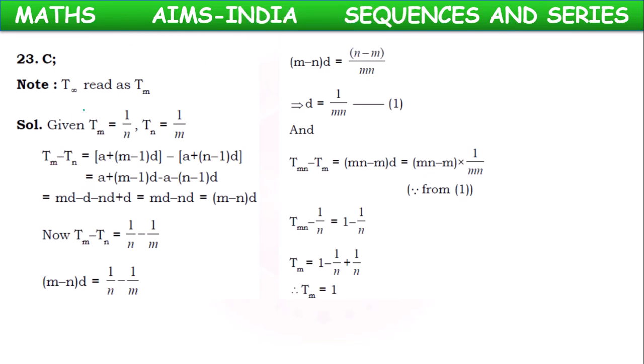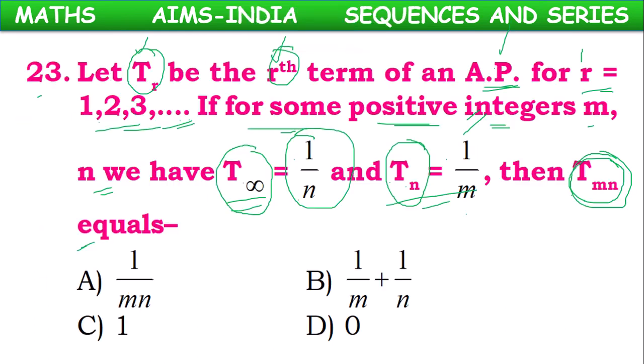So here, children, actually in the question we have some mistake. It's not infinity, it's Tm, because up to infinity means we cannot guess the infinite term. So that's why it is Tm. Please change it as Tm. Tm equal to 1 by n, Tn equal to 1 by m. Then what about Tmn?